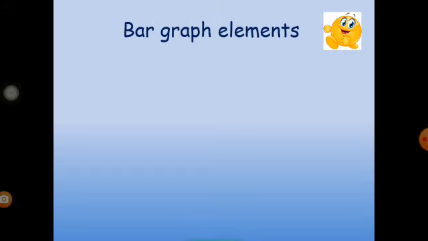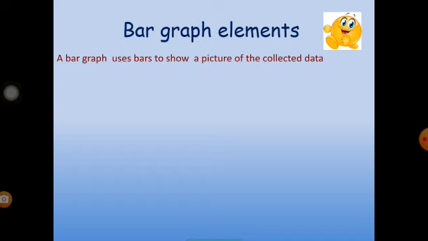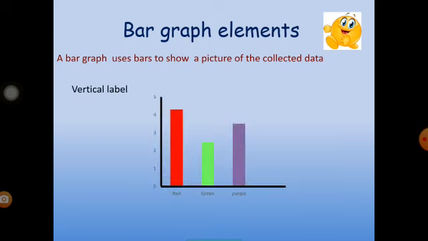So, our graph elements. A graph uses bars to show a picture of the collected data. So I have this line, and this one is called the vertical label. It's called what? Vertical label or vertical line. It tells me what? It tells me how many prefer each color.